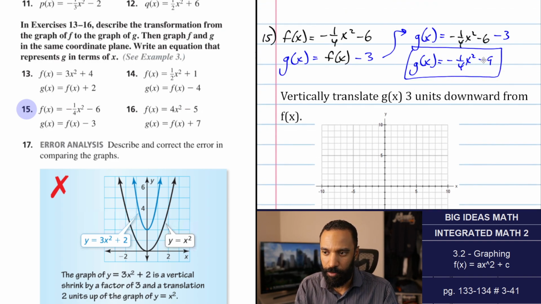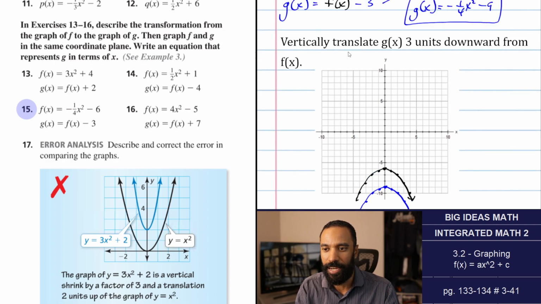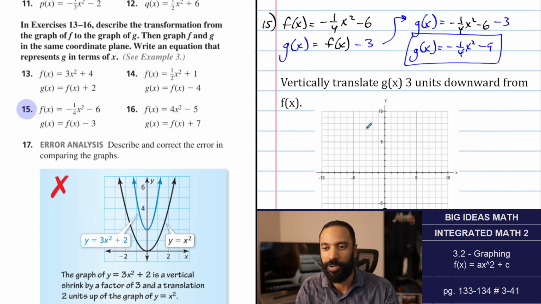This one is negative 1/4 x squared minus 9. We start at 0, negative 9. It's that negative 1/4, just like that. We translated. We have the equation. We are good to go. I know you'd have to do a little bit more, but see where they go. 1 down a quarter, 2 down 1, right? That's a quarter of 4, like that.